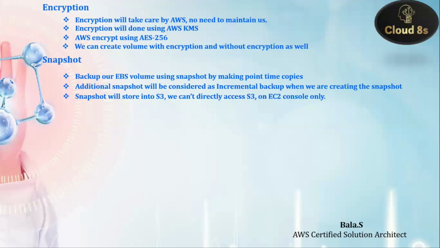When we create a snapshot, in the backend AWS stores those snapshots in S3, but we don't have access to see that S3. Using the API on the EC2 console, we can see all the snapshot details under the snapshot section. We can take a snapshot of either a single volume or an entire instance. If we take the instance, all the volumes available on the instance will be taken as snapshots.